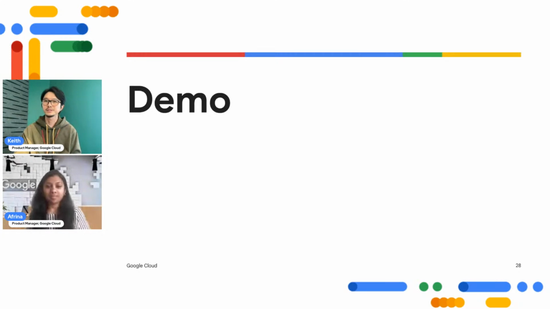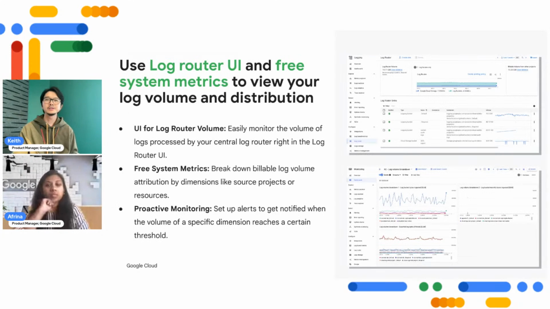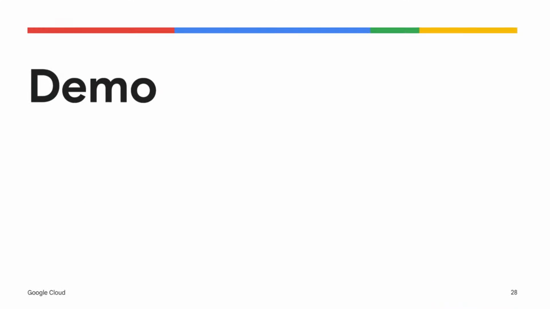Let's go back to the previous slide real quick. So another goal that we are trying to focus on is to make it simple to attribute your centralized log volume back to the original project and also the specific resources that were generating those logs. We are already offering a number of free system metrics that help you analyze your billable log volume in more detail. So now I want to switch to another demo and show you how to use some of the free system metrics to gain valuable insight into your billable volume within the centralized project. Let's go to the demo slide again.